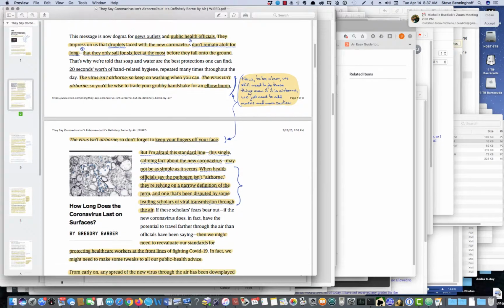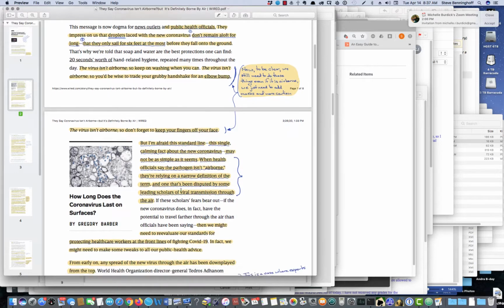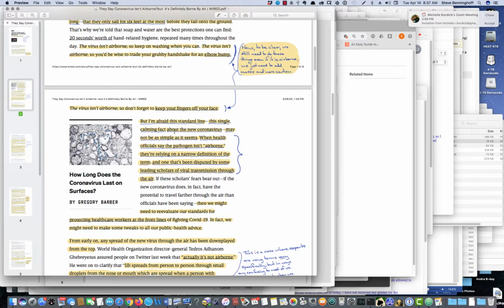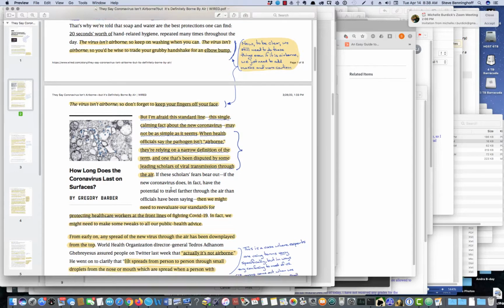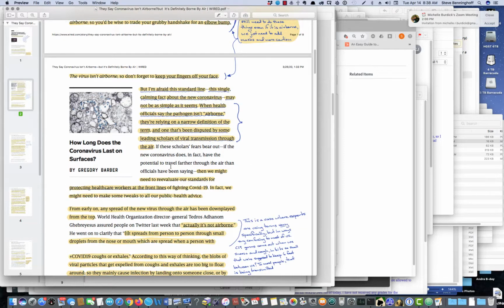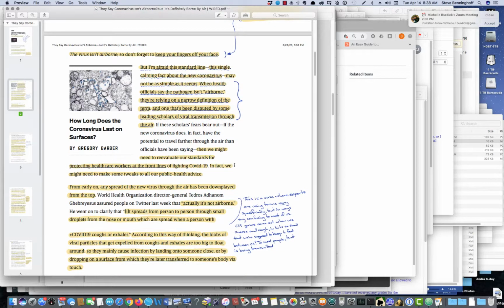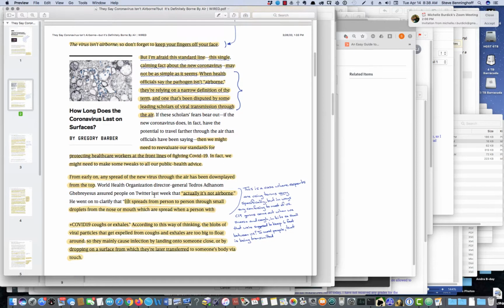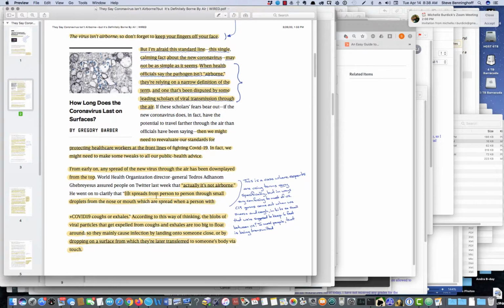But the key part that the author points out here: "But I'm afraid this standard line, the single calming fact about the new coronavirus, may not be as simple as it seems. When health officials say the pathogen isn't airborne, they're relying on a narrow definition of the term, and one that has been disputed by some leading scholars of viral transmission through the air." So the question isn't so simple, because a droplet, in theory, is still a droplet, whether it is 5 microns or smaller.